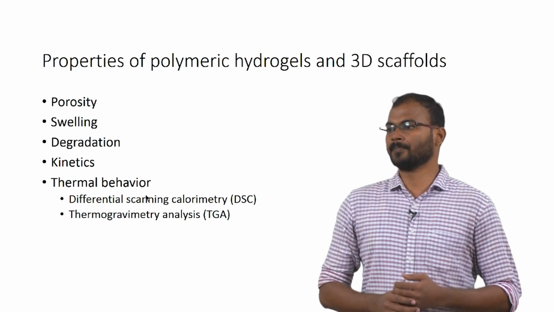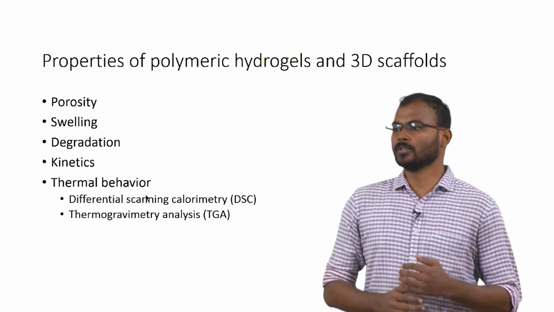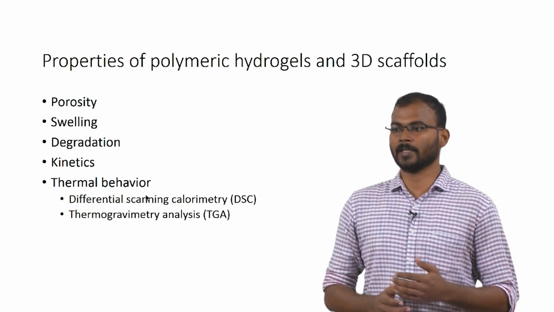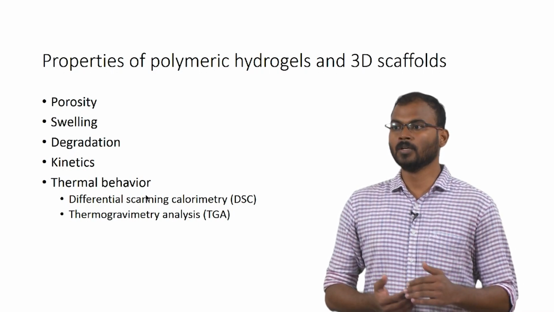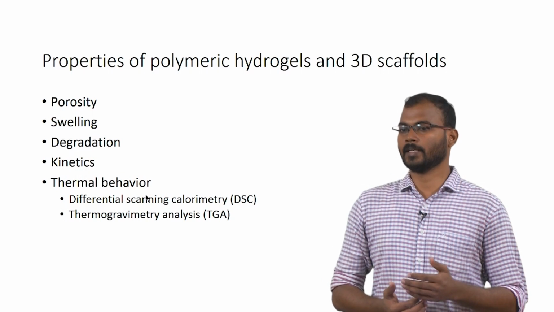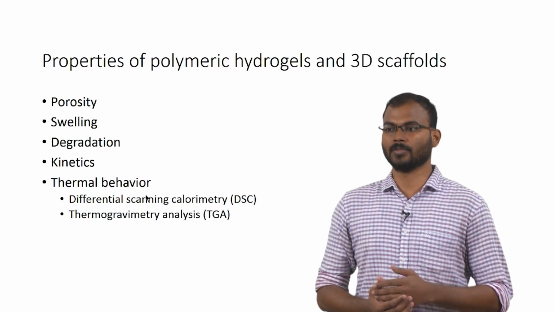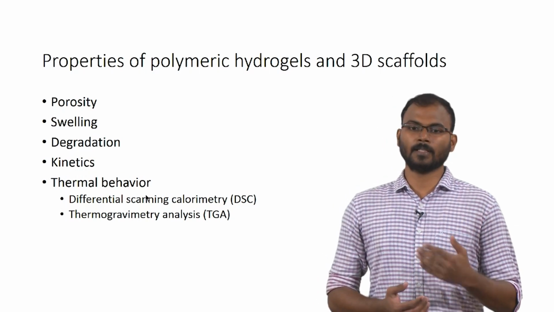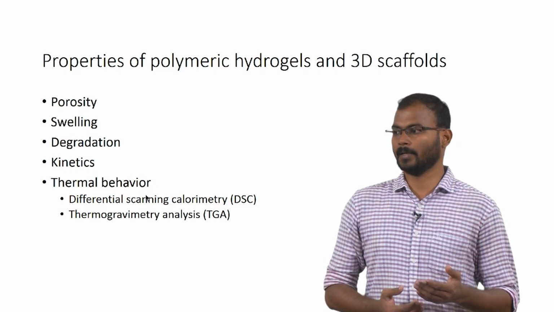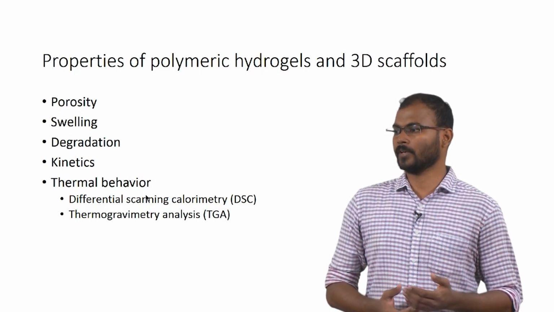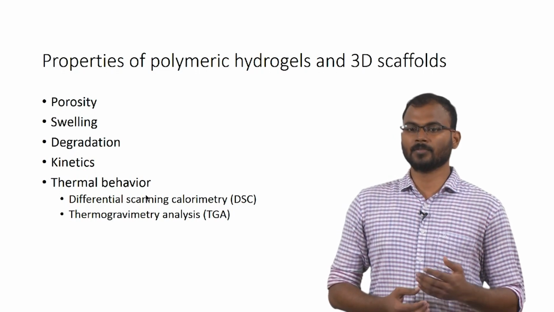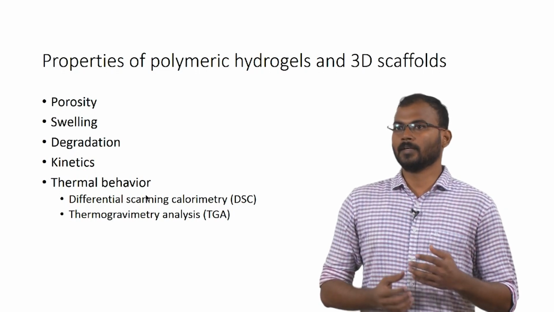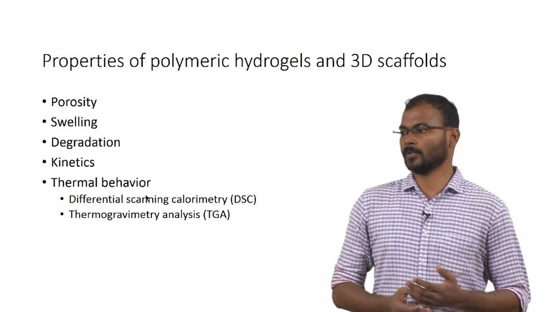Consider hydrogels and scaffolds. Those have different properties from polymer films and metal implants. You might have already studied what hydrogels and scaffolds are. Hydrogels are gels which can take in a higher amount of water, and scaffolds are polymeric scaffolds which can be used for the cell and tissue regeneration process.